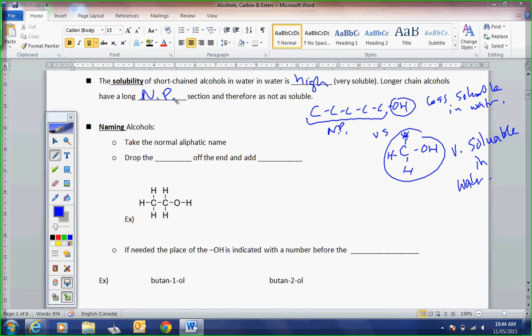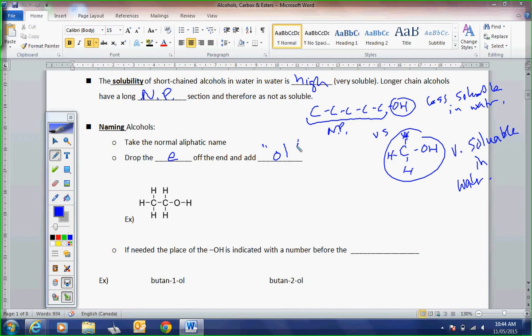All right, naming alcohols. Now we get into the naming bit. You first take the normal aliphatic name. What does aliphatic mean? The alkane, alkene, alkyne straight chain hydrocarbons we've been talking about. And cyclical as well, but they're kind of a unique subcategory. Okay, so then we're going to drop the E off the end. So ethane, drop the E. Ethene, drop the E. Do you notice that they all end in an E? Alkanes, alkenes, and alkynes all end in an E. We're going to drop that E off, and we're going to add OL.